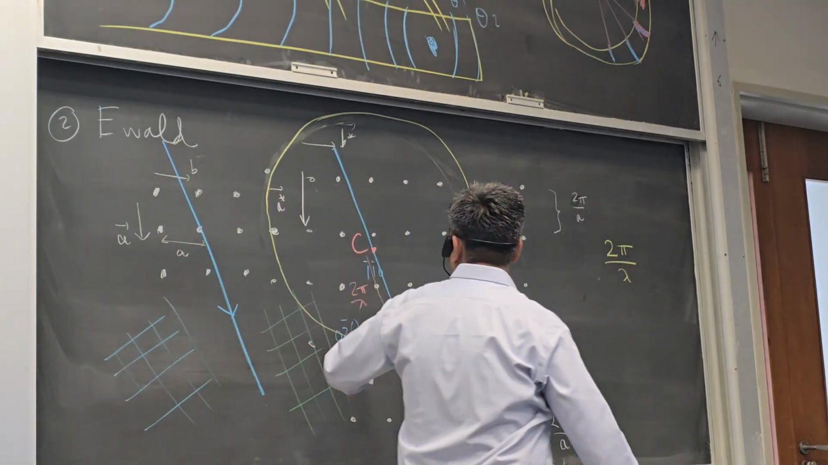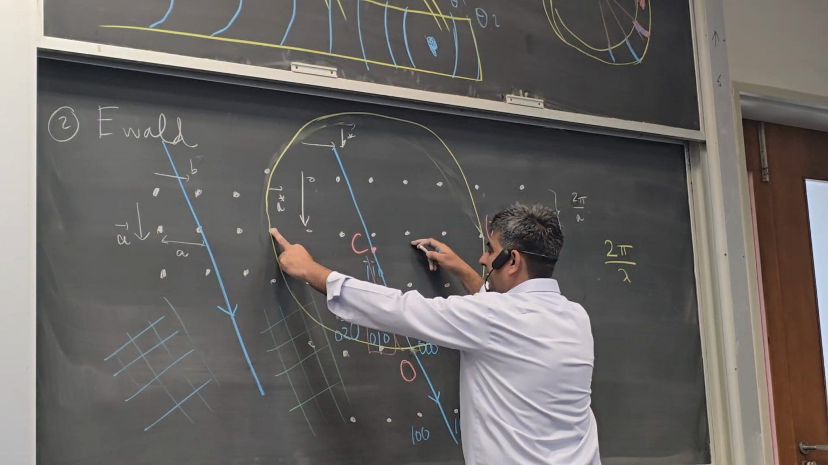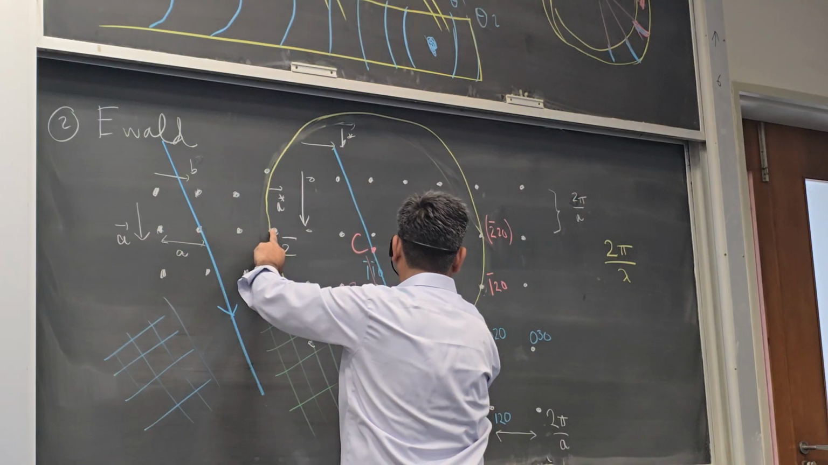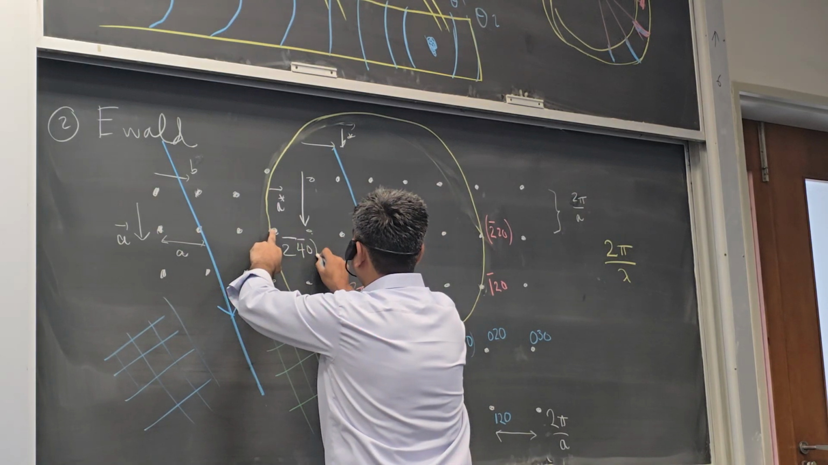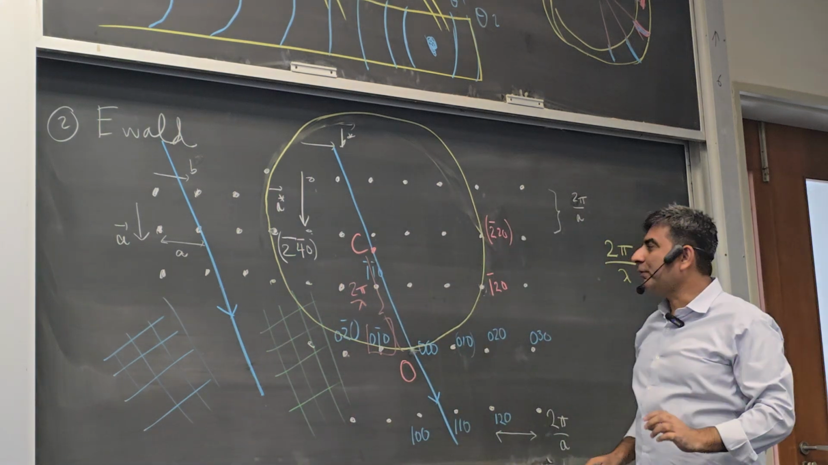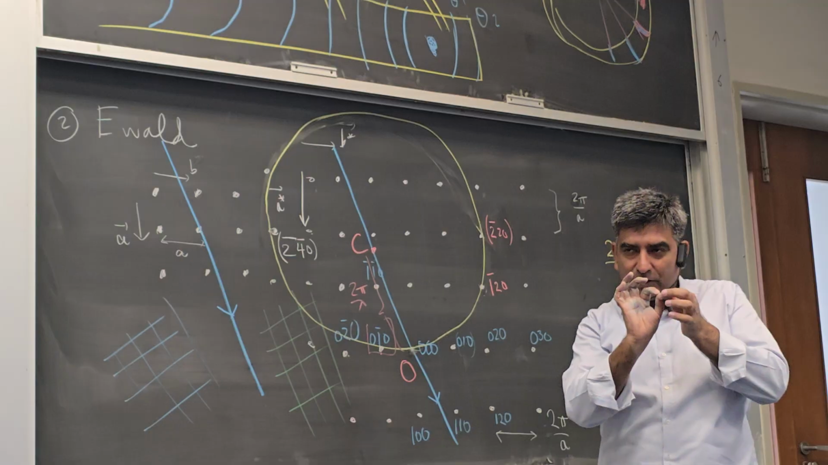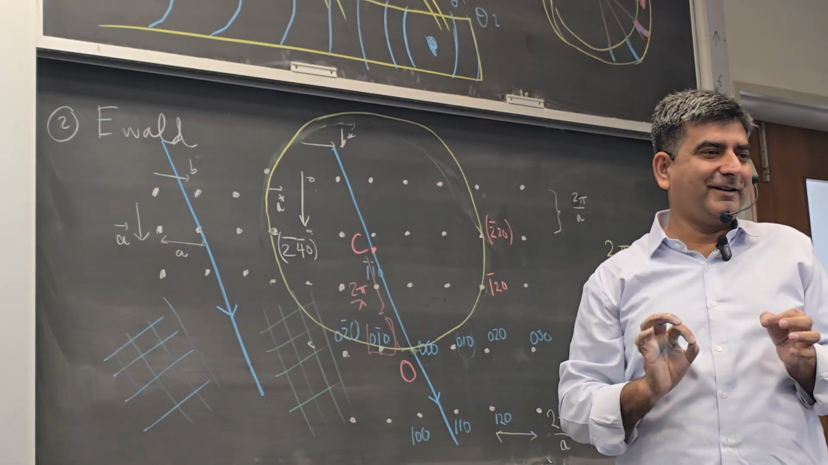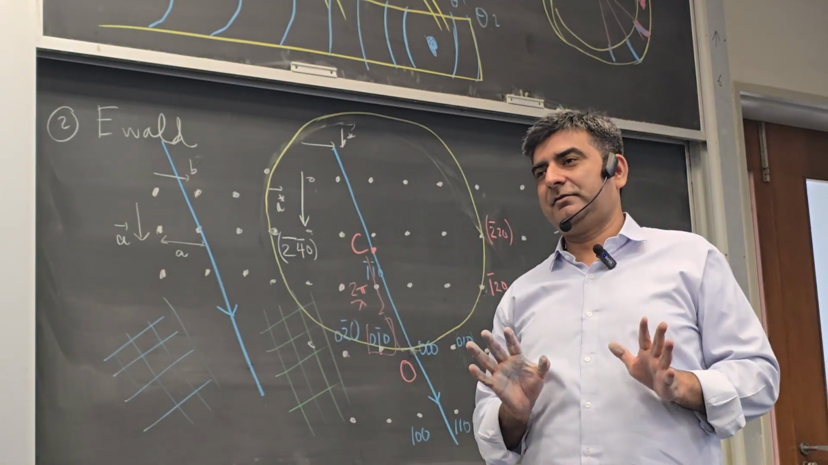There is another intersection, say over here. This is 2 bar 4 4 bar 0. So wherever there is an intersection between the Ewald circle or Ewald sphere and a reciprocal lattice point, there will be a reflection from that plane.